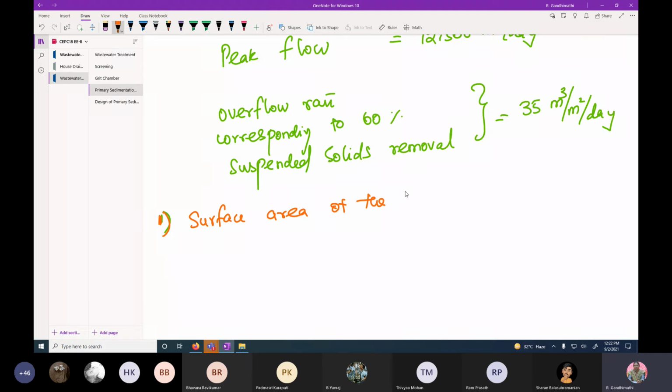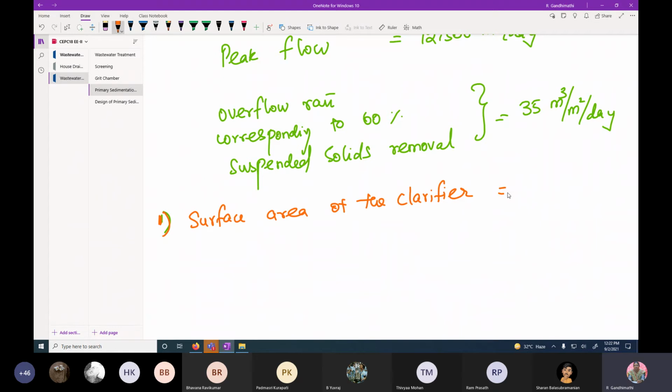Have you heard of the term clariflocculator? Maybe you have studied a flocculator, and then a sedimentation tank. If both operations are carried out in a single tank, that is called a clariflocculator. We generally use that in water treatment systems. Clarifier is the sedimentation basin.